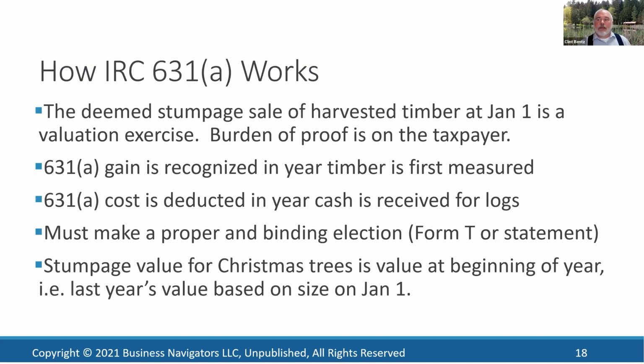All right. So this deemed stumpage sale is a valuation exercise. Burden of proof is on you. When I was doing taxes for people, I basically said, if the gross sale is under $50,000, take your best guess. It's not going to be worth paying somebody to come up with a better answer because the tax rate differential is not big enough. But if the sale amount is more than $50,000, it'll probably pay you to have an appraiser give you the value.